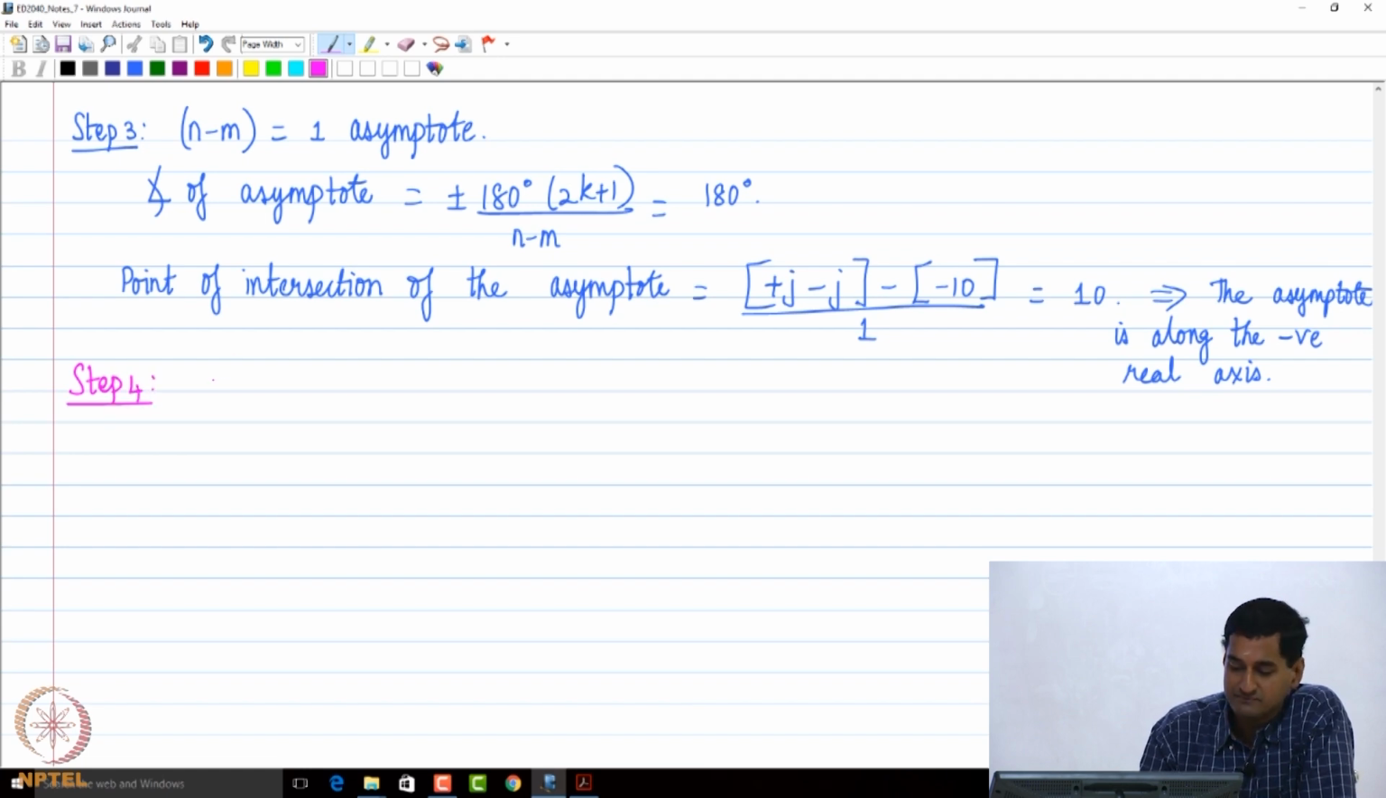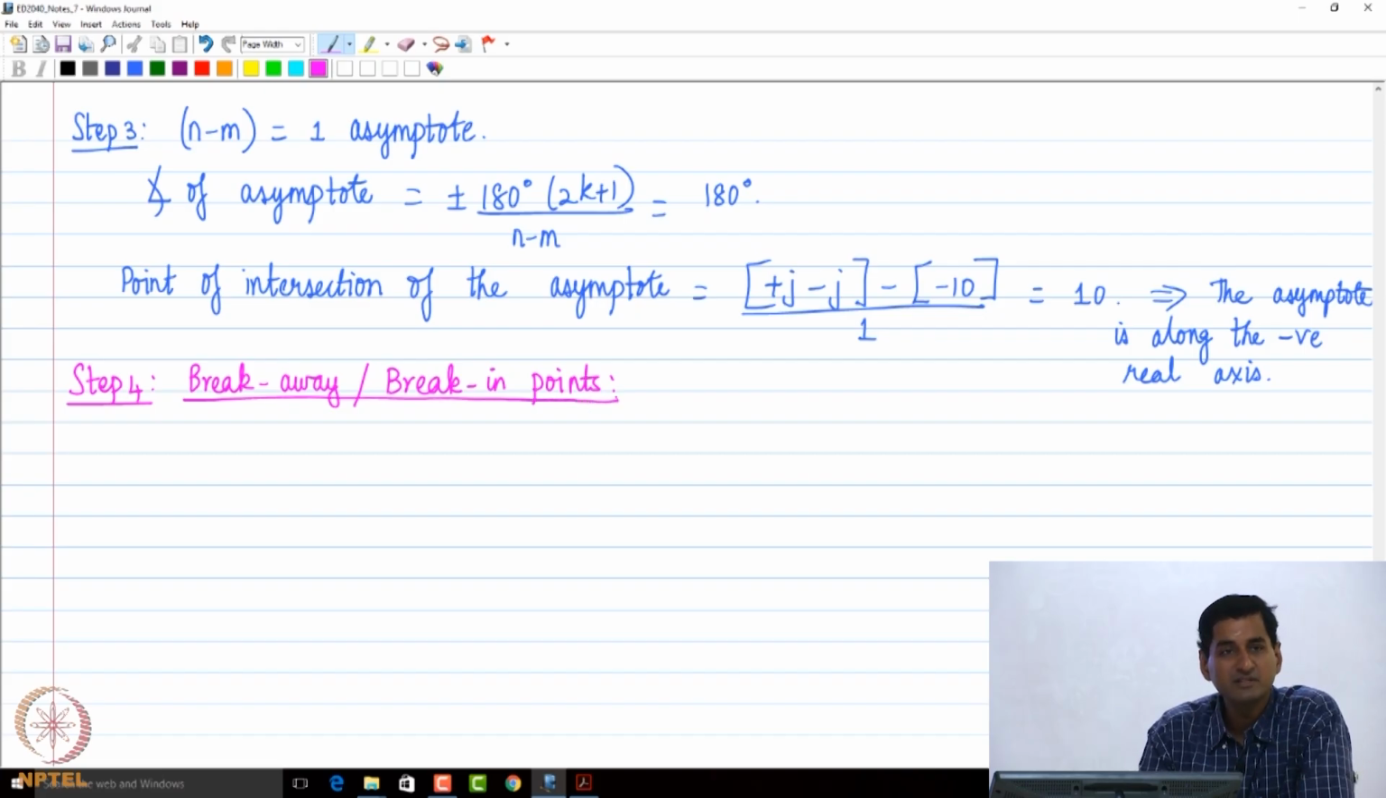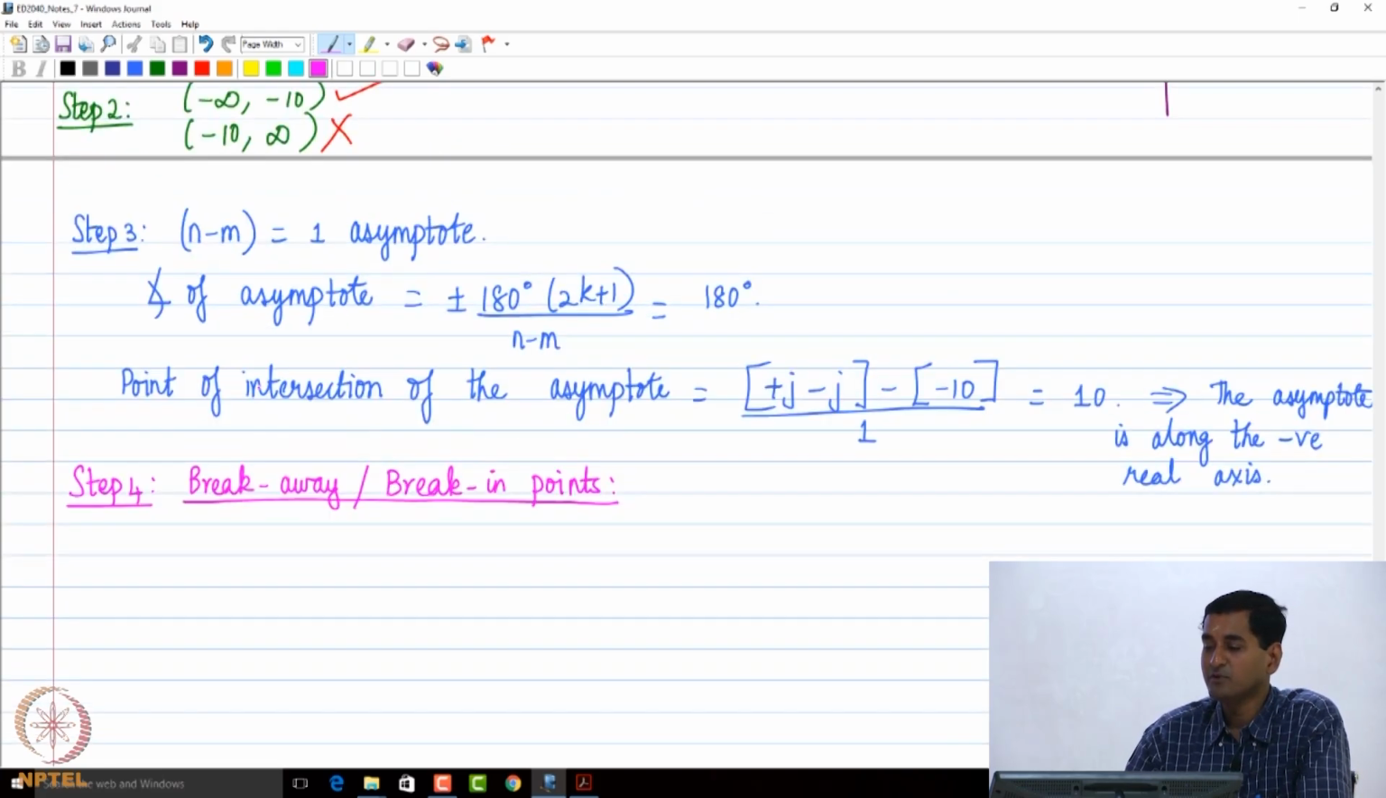What is step 4? Breakaway or break-in points. Okay, so let's look at them. How do we calculate breakaway and break-in points? We look at the open loop transfer function.